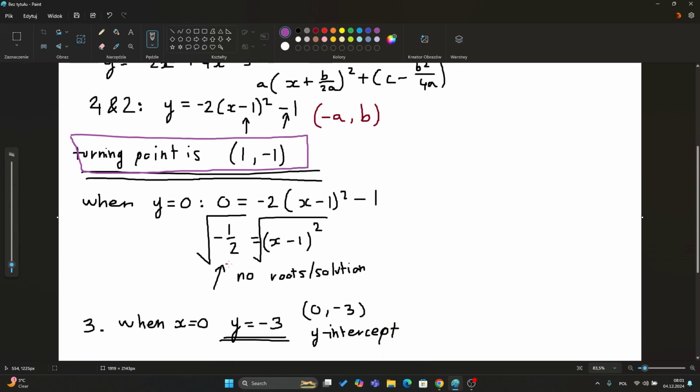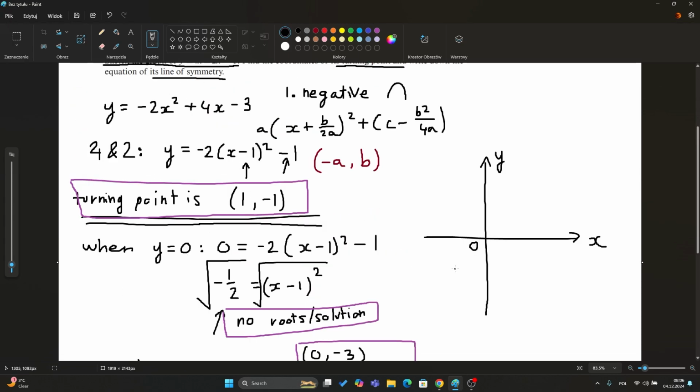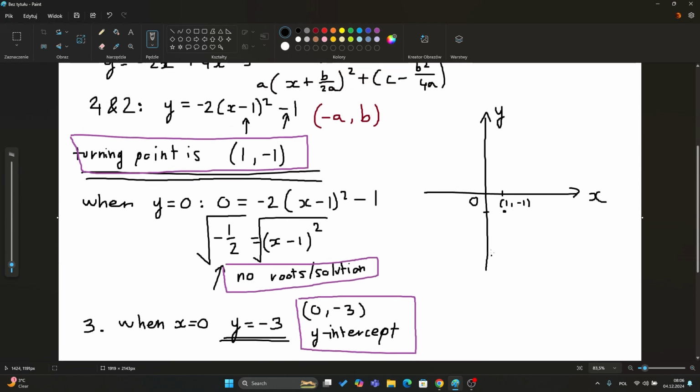We got our turning point. We have information that there is no roots or solution, so the graph will not touch the x-axis, and we have the y-intercept. So here we have no solutions, but we got a turning point at 1, -1. So 1, -1, that will be here, and we got the y-intercept, which is -3. So here, and the graph will look like this.